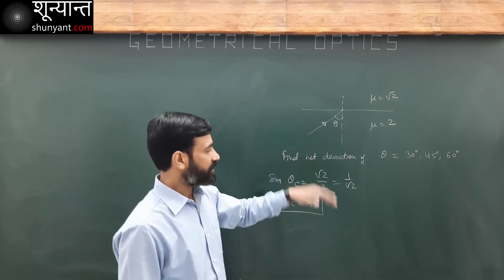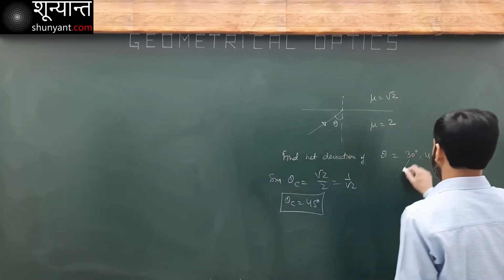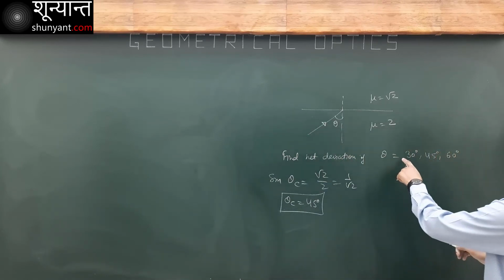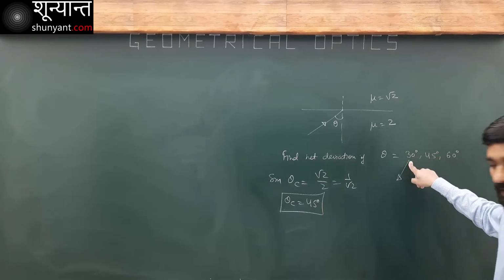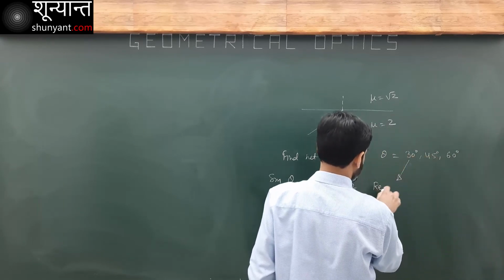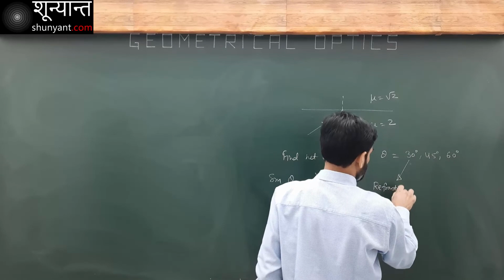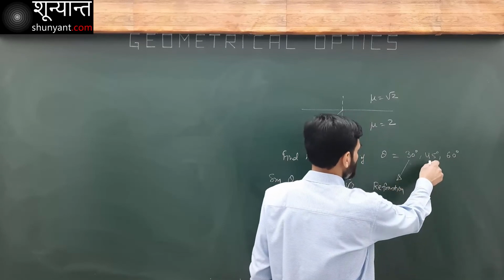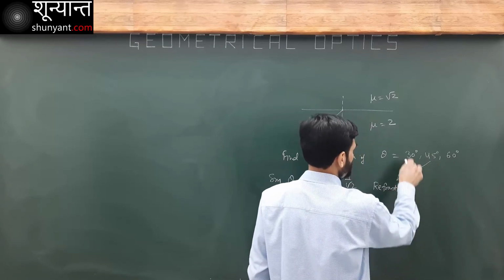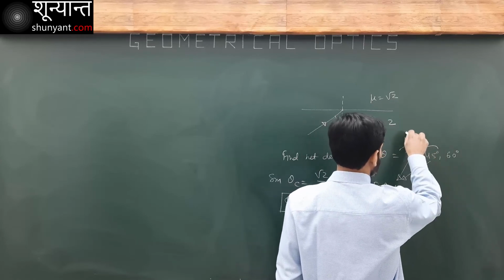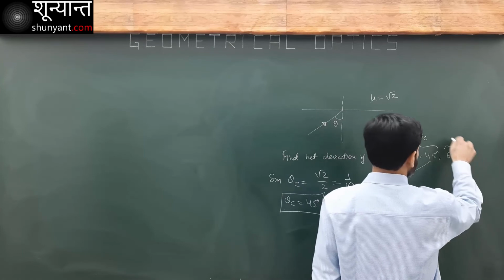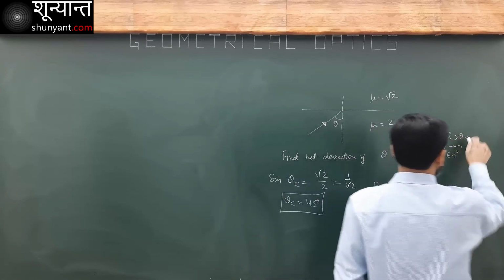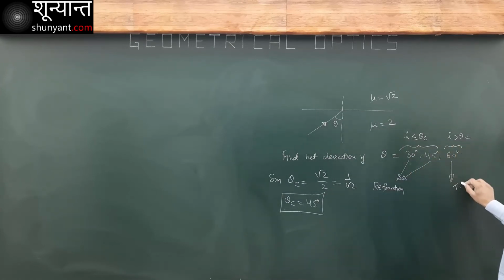Now, corresponding to each angle, what will happen? This angle is less than the critical angle. This one is equal to the critical angle. In both cases, the angle is less than or equal to theta c. This angle here is more than theta c, so here total internal reflection will happen.